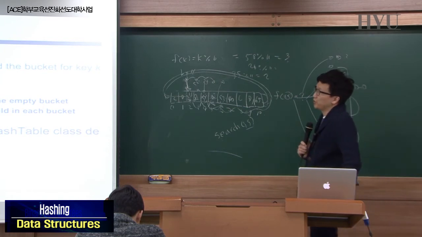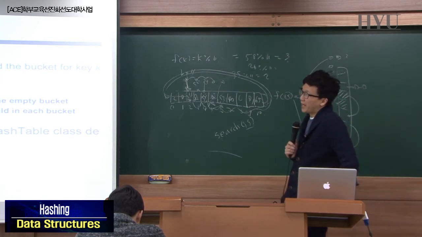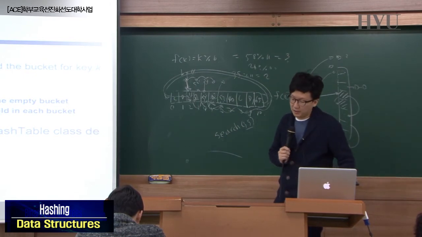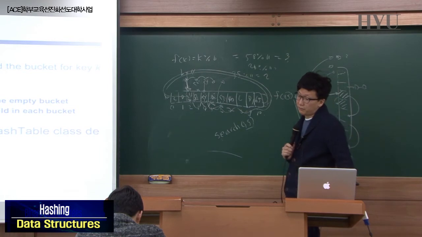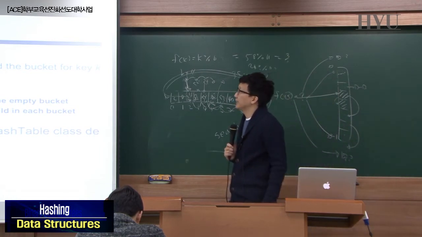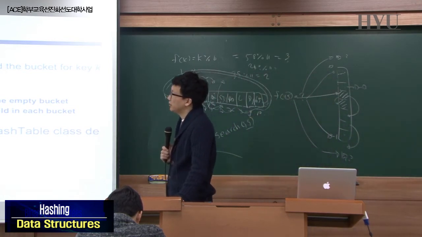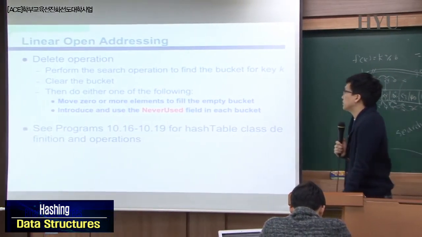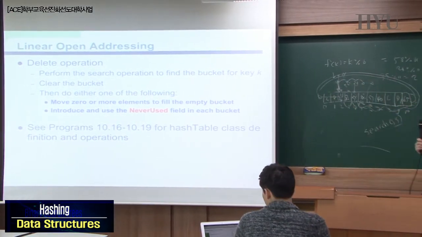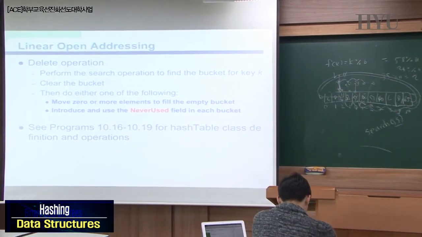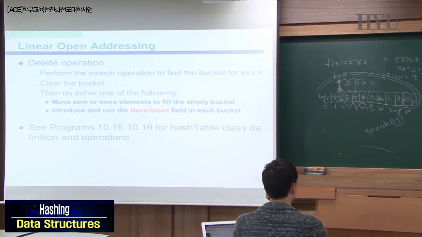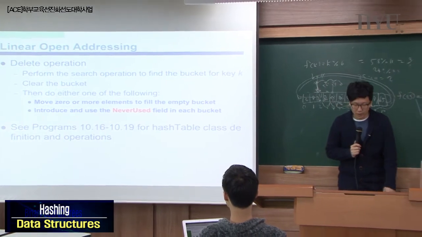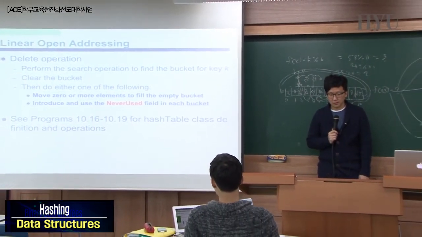This is when you try to do the delete operation on the hash table that follows this linear open addressing approach. Delete operation performs a search operation to find the bucket for key K. Clear the bucket, then do either one of the following: move zero or more elements to fill the empty buckets, or introduce the never used field in each bucket. Okay. Just read it. It's not for us yet.